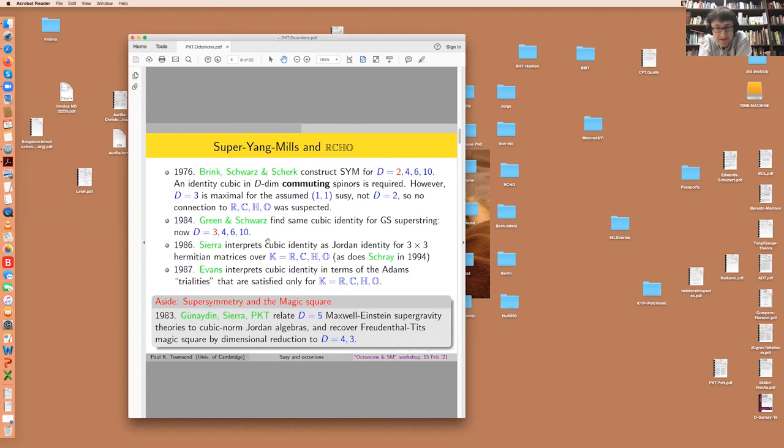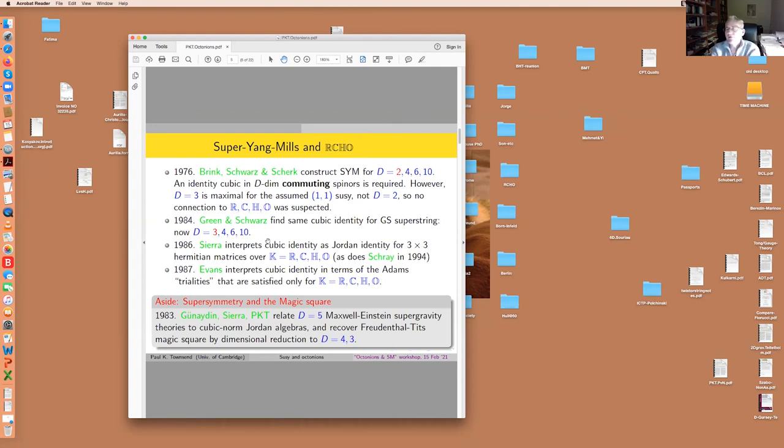Okay, thanks. There's another question in the chat. Can you explain what exactly is the cubic identity in the context of Jordan algebras? Yes, I can explain it. It's basically very simple. The cubic identity can be viewed, I mean, it's an identity with gamma matrices, but if you contract all the indices with just commuting spinors, you can simply view it as an identity cubic in commuting spinors.